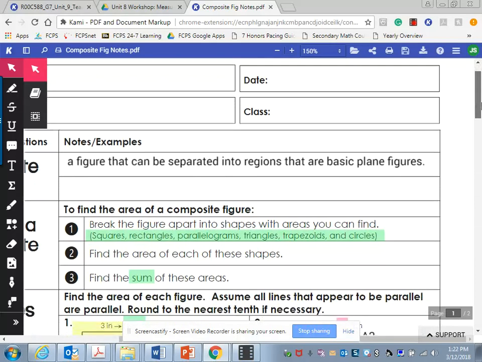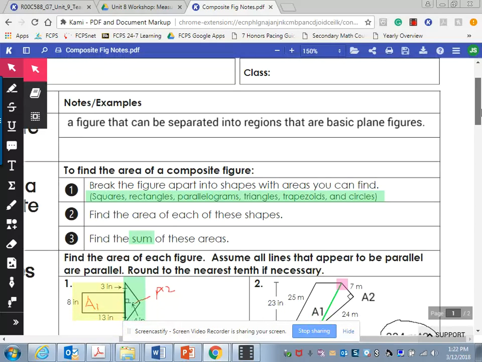What is a composite figure? A composite figure is a figure that can be separated into regions that are basic plane figures. So some of you all might be wondering, how do we find the area of a composite figure? Let's go ahead and walk through these steps.